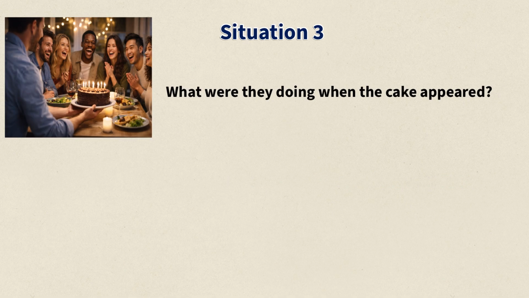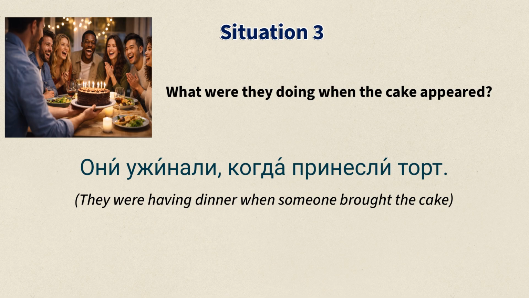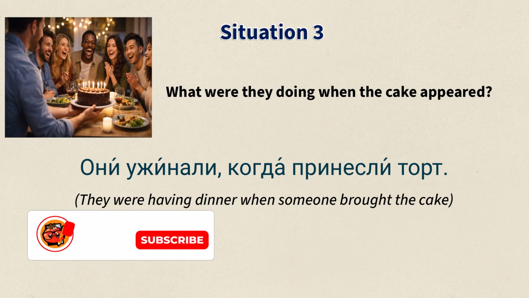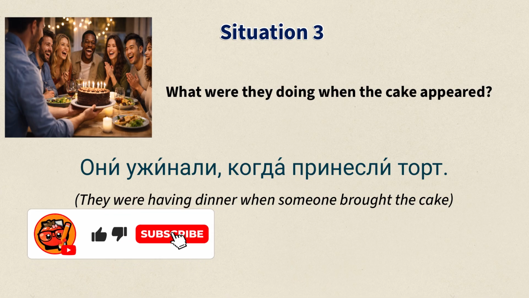And the last situation. What did they do when the cake appeared? Они ужинали, когда принесли торт. Ужинали is a process and принесли is a completed action. So ужинали is imperfective and принесли is a perfective verb.